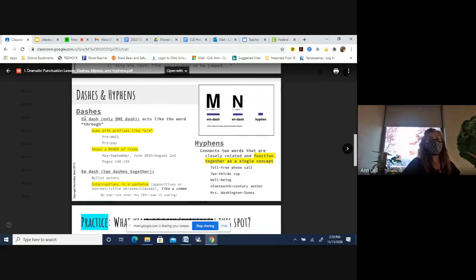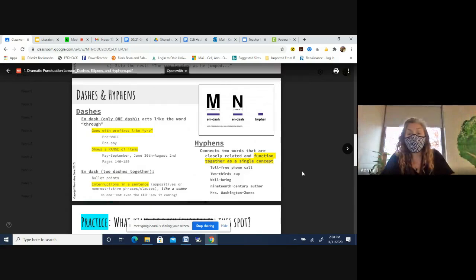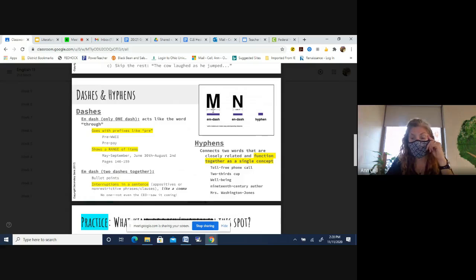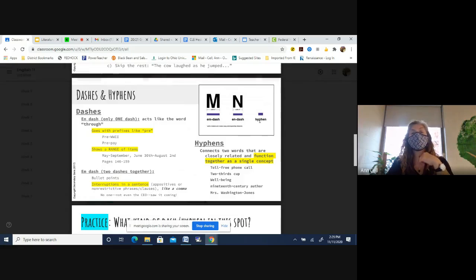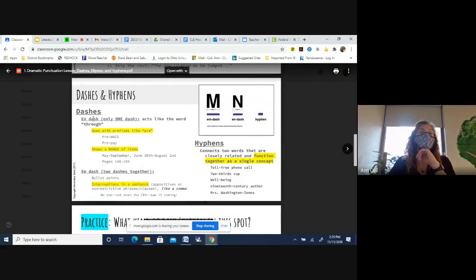So an N dash is just one dash. If I was typing on my computer, if you look up there where the little dash is, this is just one of those. You would hit it twice to make an M dash. And then over on the keypad, you'll see the hyphen. In general, the hyphen and the N dash often look pretty much interchangeable.